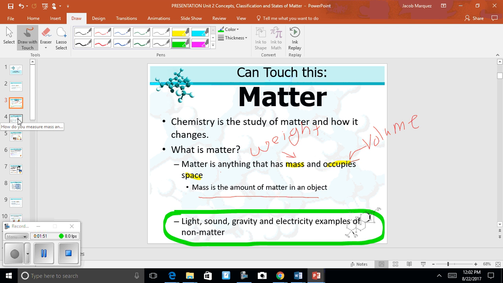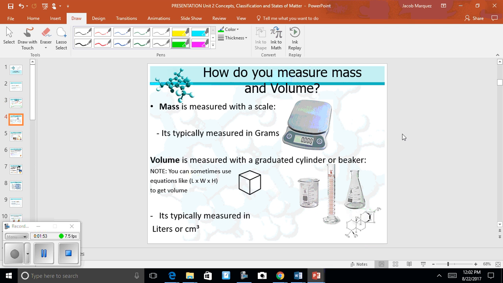Okay. So, of course, in science, we need to be able to measure things. Without measurements, there's no way we can practice good science. So, how do we measure mass? How do we measure volume? In other words, how do we measure matter? Okay? Mass is typically measured with a scale. Okay? So that's how we measure mass.